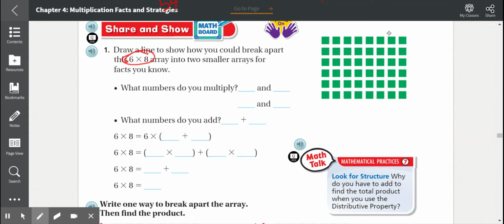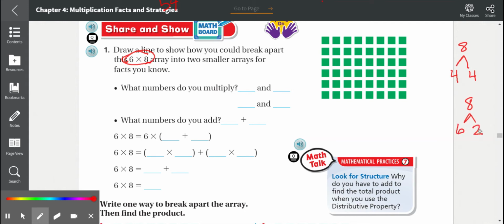Let's break apart the 8. So I'm going to draw the 8 over here. Think, what are numbers that you could break the number 8 into? We could do 4 and 4. You could do 6 and 2. You could do 5 and 3. All of these would work, right? Because all of these, when we add them back together, we get back to the number 8.